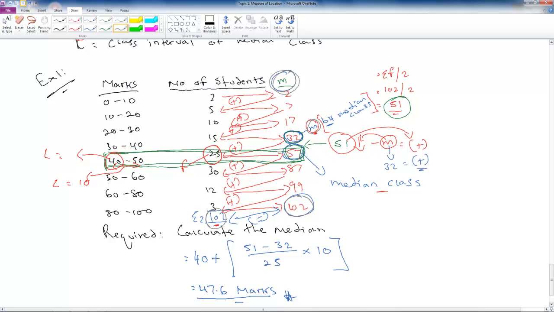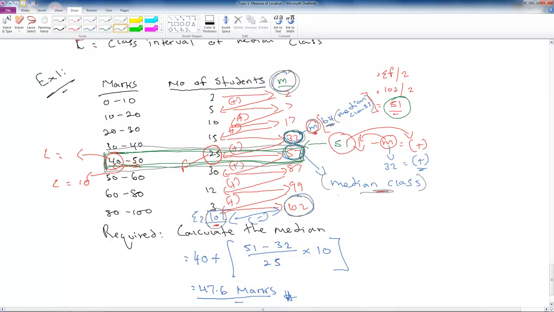So M means before the median class. If this is before the median class, the next will be your median class. When the next becomes your median class, this whole row will become your median class as well.